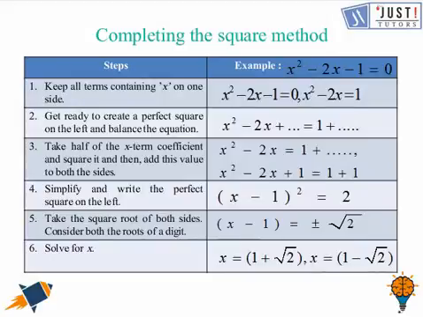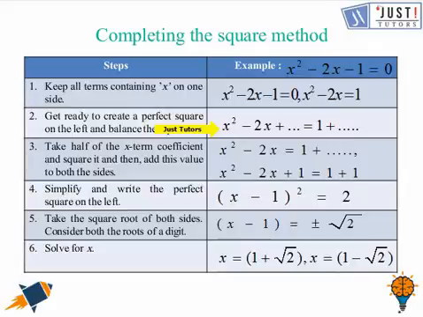Now let's learn about the completing the square method. Here also we'll discuss the steps along with an example, and the example that we'll discuss here is x squared minus 2x minus 1 equals 0. Our first step is to keep all the terms containing x on one side. So we put x squared minus 2x on the left hand side and transfer 1 to the right hand side. Now we have to create a perfect square on the left and then balance the equation.